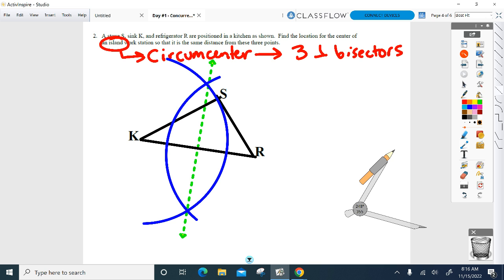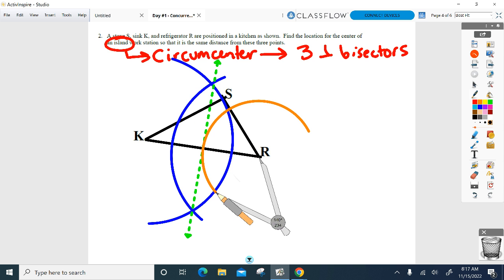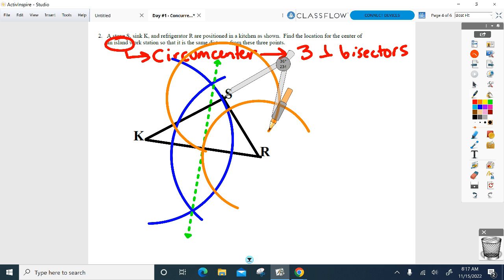What side do you want to do next? Your call. RS, you got it. Let's do RS next. Same exact construction, just on a different side. So I'm going to go to point R or S, open it up more than half the length. Good size arc here. I know your diagram's getting messy. I get it. Go over to the other side. Make sure you have 2 points of intersection. I just totally blew that one.